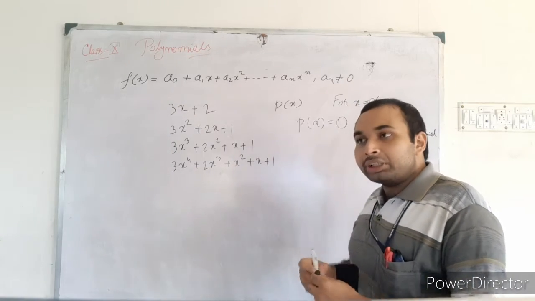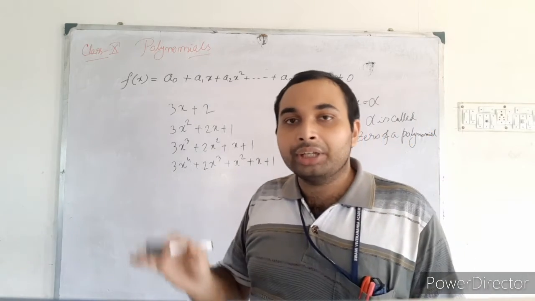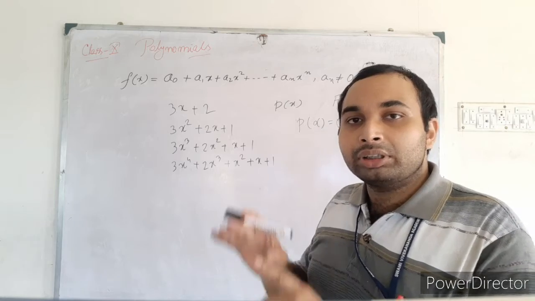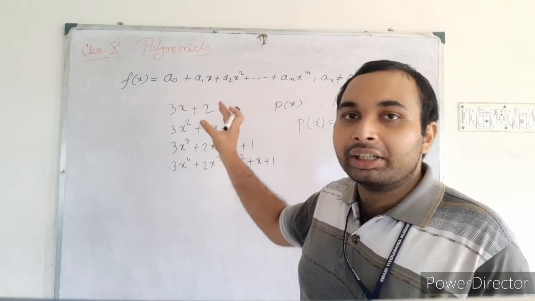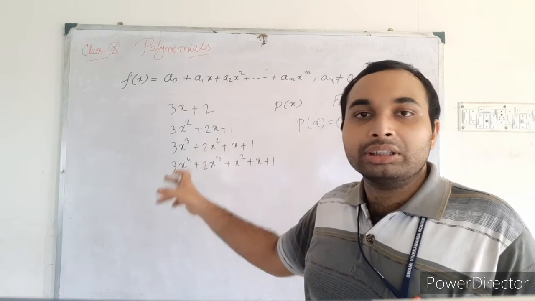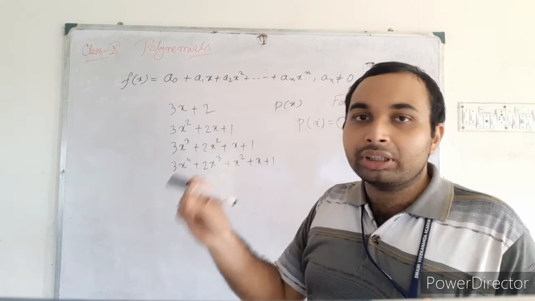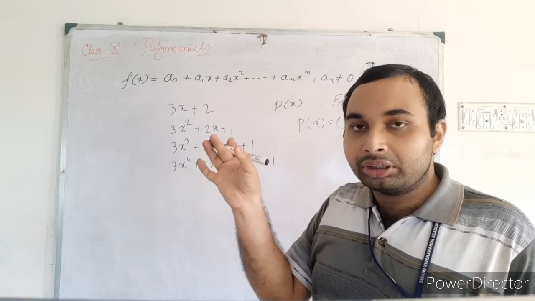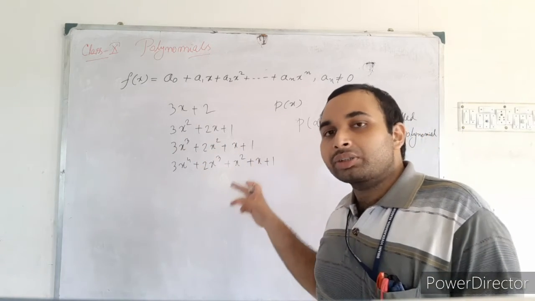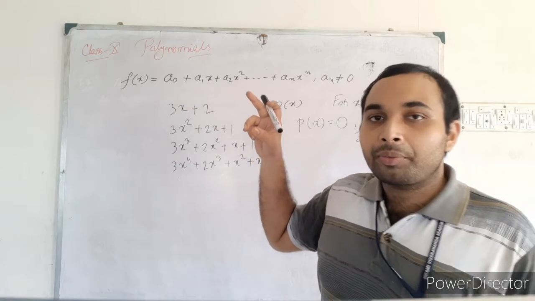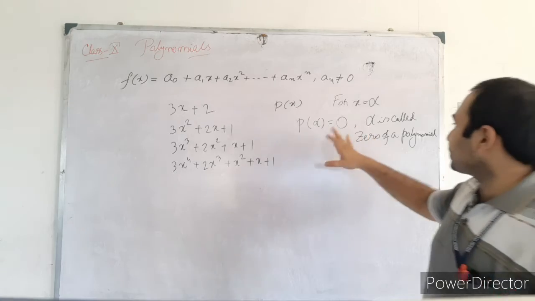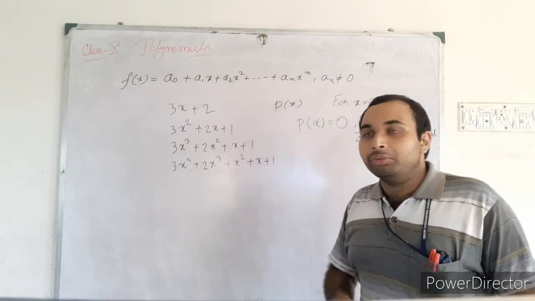Actually, for an equation this is called a root, and for a polynomial it is called a zero. Both are the same. For a polynomial, there is no equals sign on the right-hand side, so it is called the zero. Where there is an equation with an equals sign, it is called the root of the equation. Same thing. So here alpha is the zero of the polynomial.